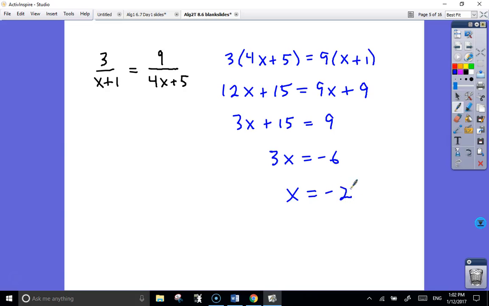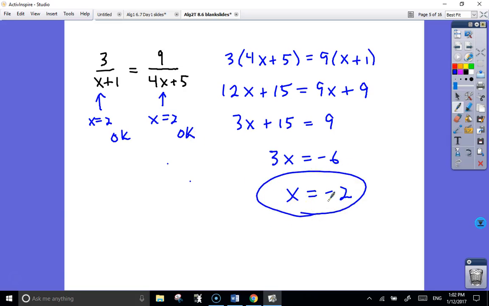Okay, now check. If I plug in a negative 2 here or here, does it lead to a divide by 0? Right? If x equals negative 2, that denominator is 3. If x equals negative 2 here, right, the denominator is 13. So no, neither one leads to a divide by zero. So that's okay. So the answer is x equals negative 2. No extraneous solutions. So those are the steps, right? Cross multiply, solve, check.